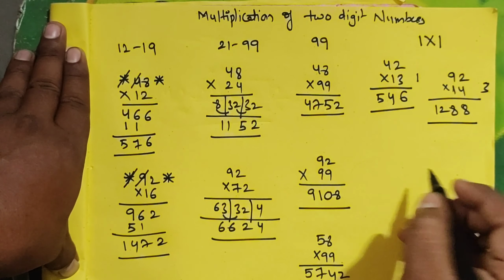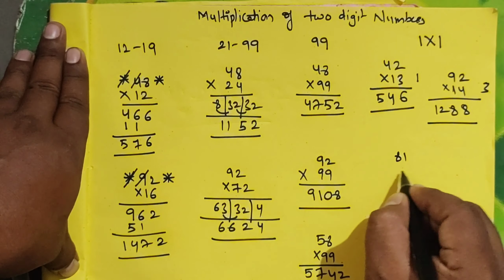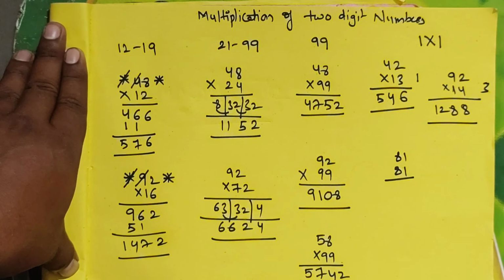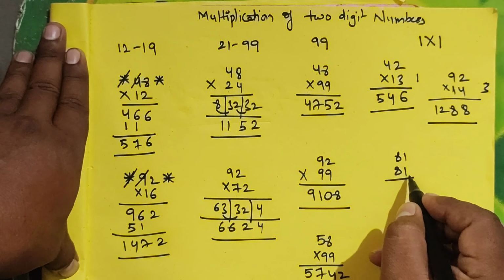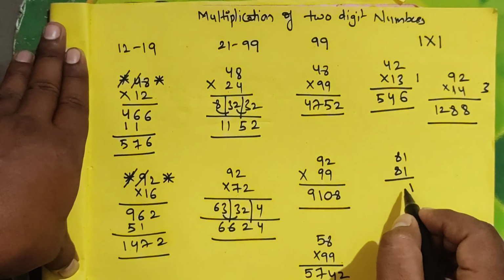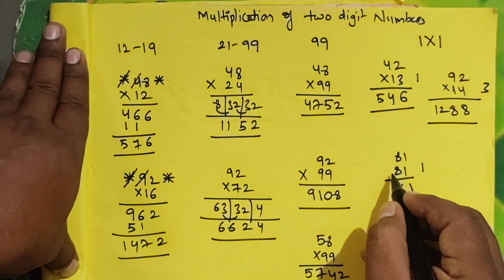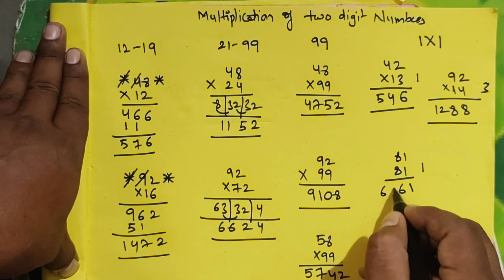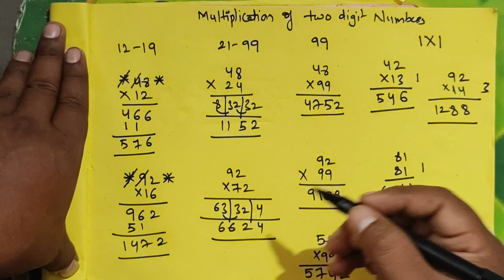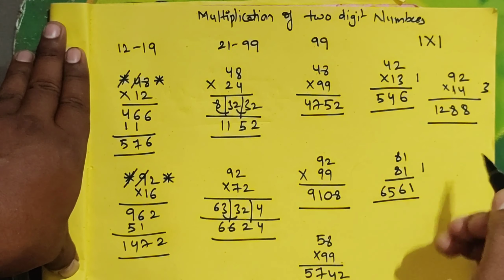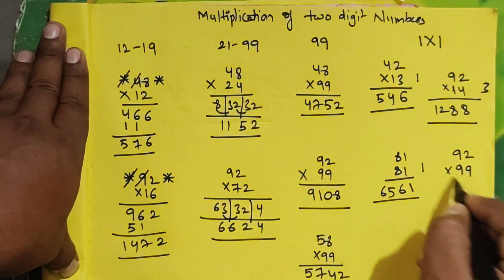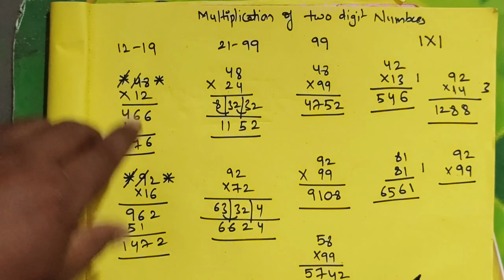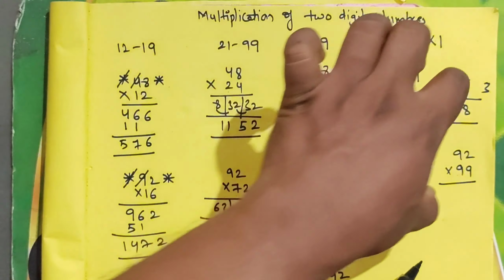Now I'll take one more example here, 81 into 81. You have to apply the same method here. Line means 1 1 is 1, 8 1 is 8, 8 1 is 8, 8 8 is 16, 6 carry 1, 8 8 is 64 plus 1, 65. You can get the answer in seconds. Take one more example here, 92 into 99. So here we can follow this method, or you can do it in this method also.